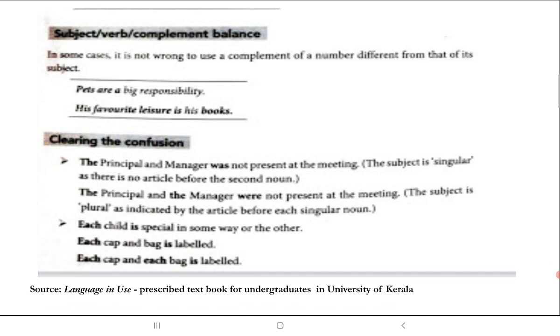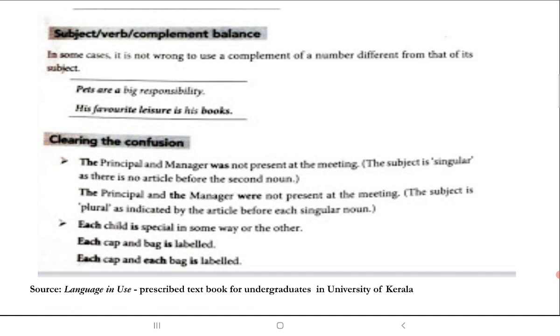Now, clearing the confusion, we have actually dealt with so many rules and so many exceptions. So let us put it all together. Here, certain rules are being explained with the help of examples. First one, the principal and manager was not present at the meeting. The subject is singular as there is no article before the second noun. Okay, the subject is singular. The principal and manager was not present at the meeting.